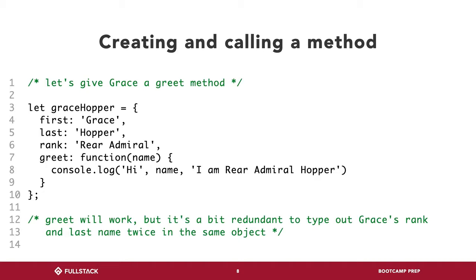So yeah, here's another example. First, last, rank, and greet is a function that says hi, then the name, which is what you're putting into it, I am Rear Admiral Hopper. But it's a bit redundant to type out Grace's rank and last name twice in the same object, right? Do you guys agree? Why does this have to be a string here if it's in the object already?